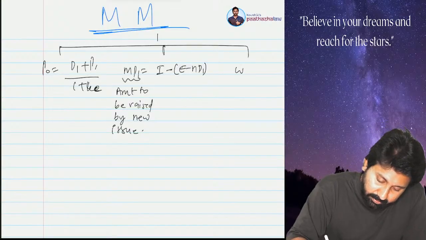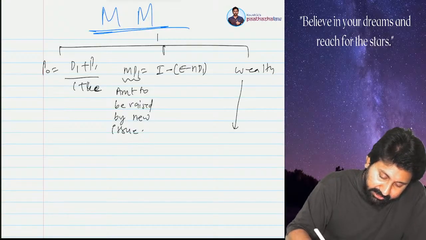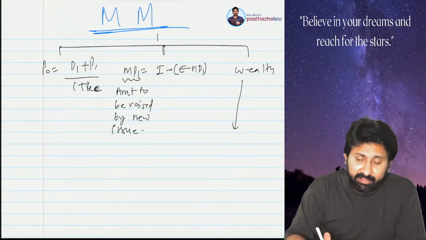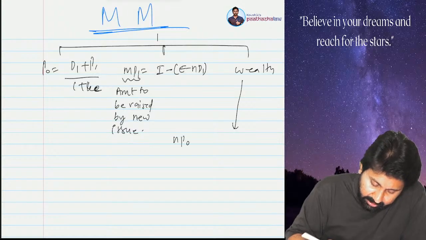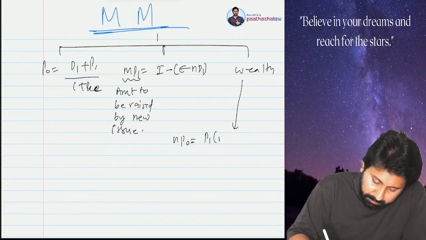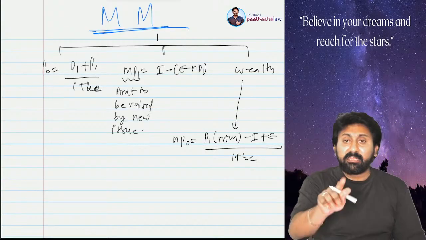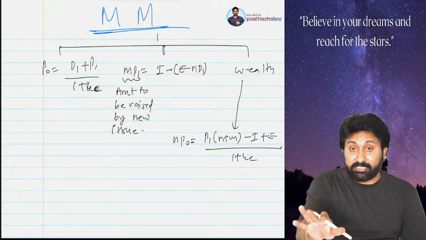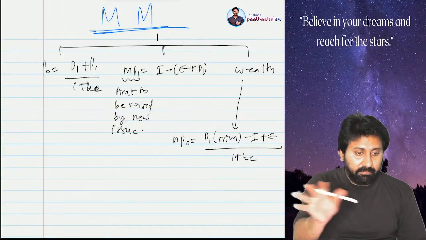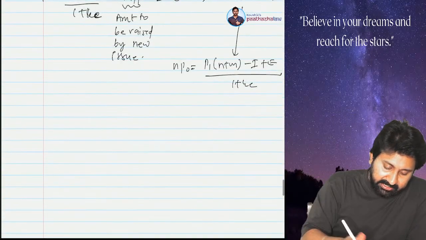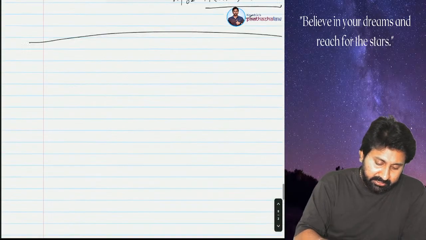Next, wealth calculation. NP0 equal to P1 into N plus M minus I plus E divided by 1 plus KE. This is not the time to learn the logics. When the question comes in exam, how to answer it, that is our target now. Let us solve the question.